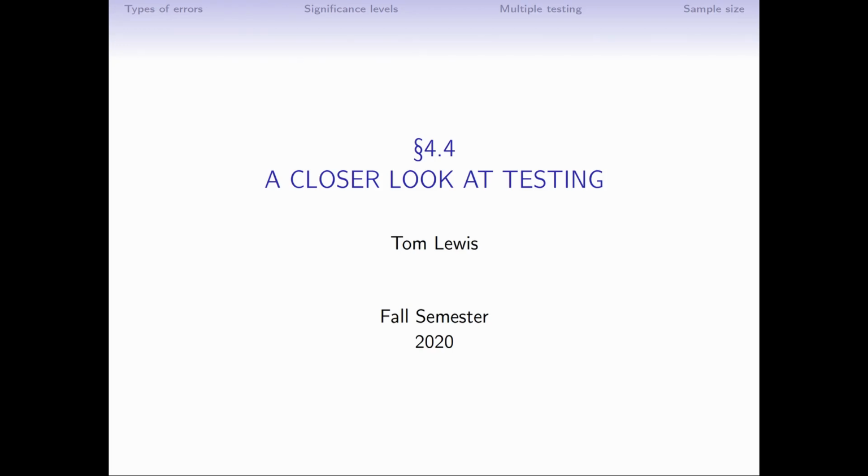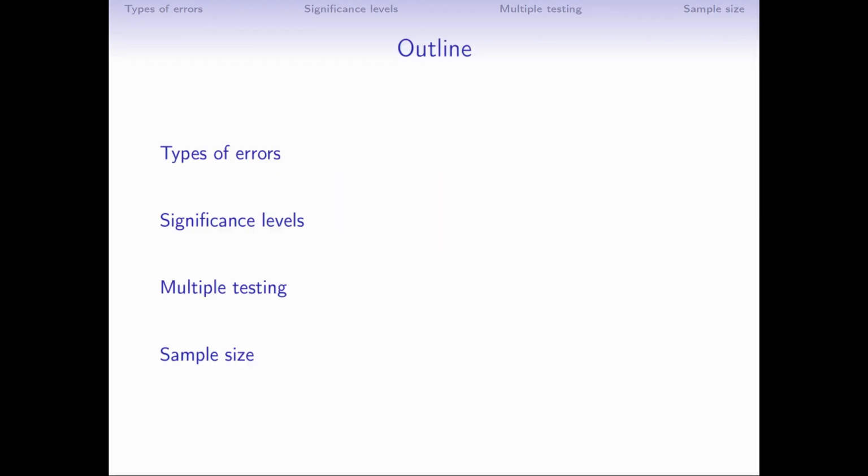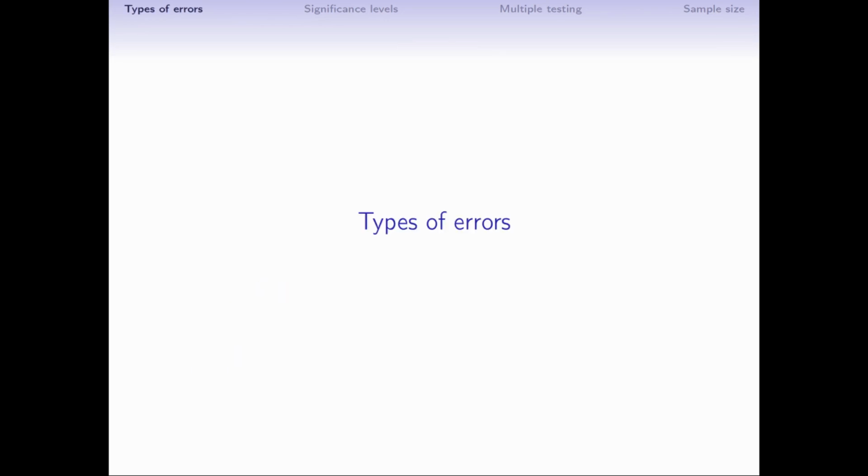Welcome back. This will be a short video lecture on section 4.4 of the textbook, a closer look at testing. Now I've divided this section into 4 parts: types of errors, significance levels, multiple testing, and finally sample size. Let's begin with types of errors.